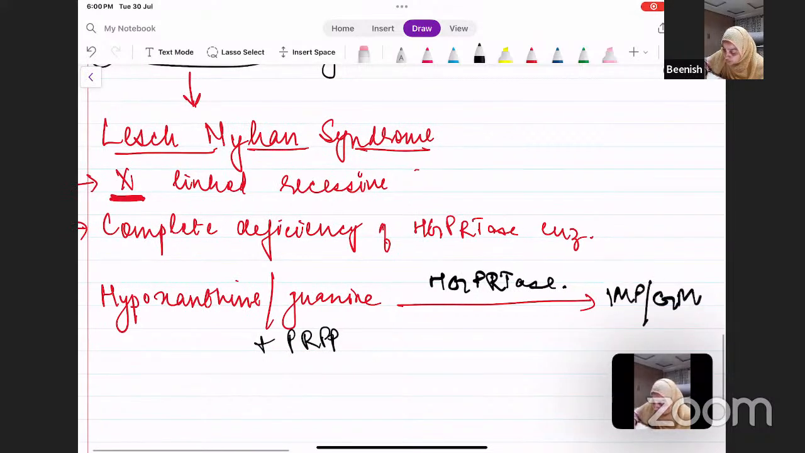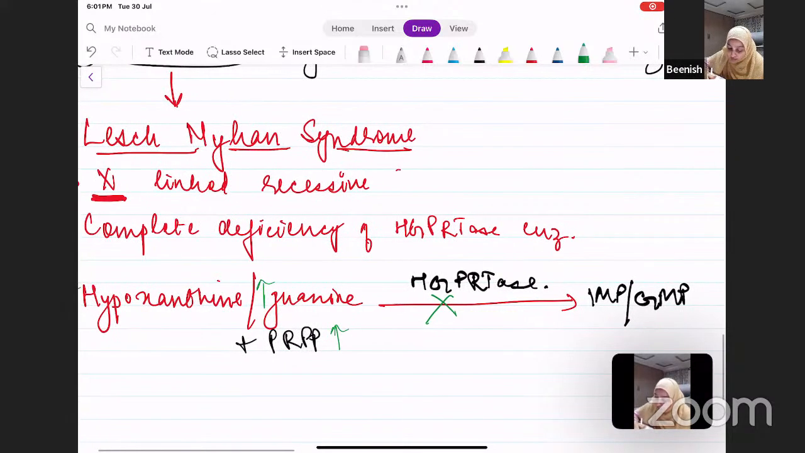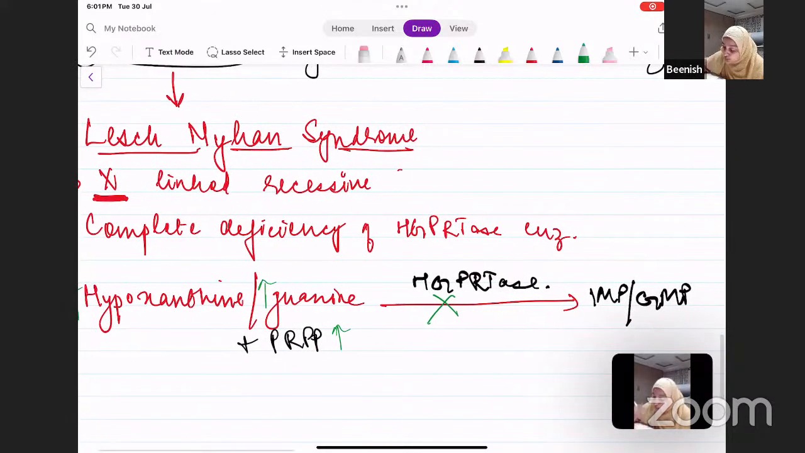IMP or GMP respectively was being formed. Now what happens? Because of the deficiency of this enzyme, there is no HGPRTase, there's complete deficiency. What will happen? Your hypoxanthine and guanine will not be salvaged anymore, so they will increase. Also, your PRPP will increase. And what will decrease? Your IMP and GMP will not be synthesized, so that will decrease.